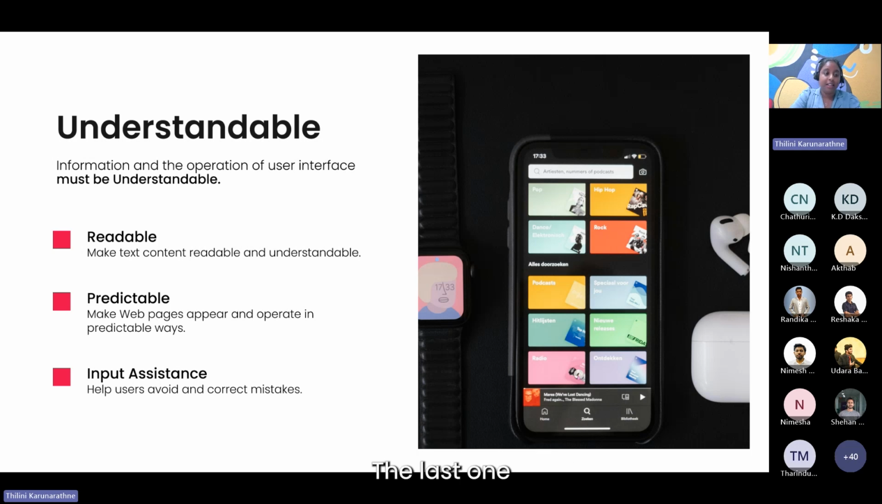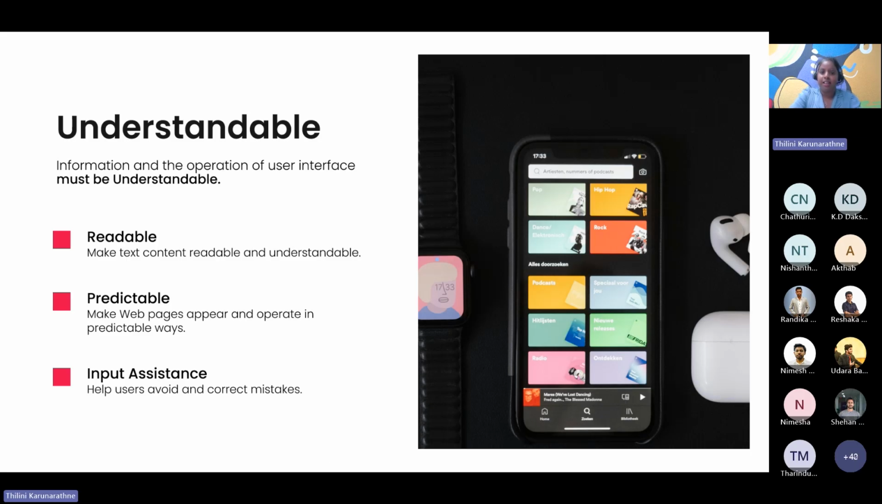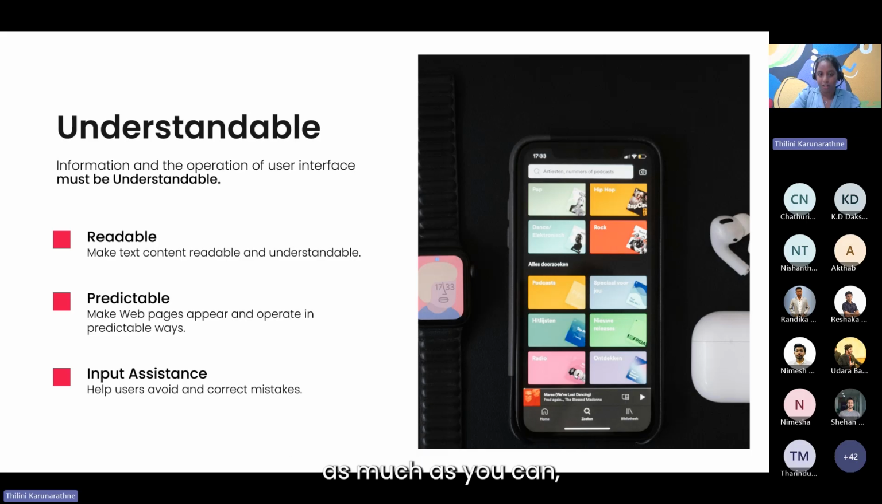And the last one under understandable, input help. That means forms should guide users if there is an error. Clearly say what went wrong and how to fix it. So understand that it's very important to provide input assistance as much as you can in the design space.